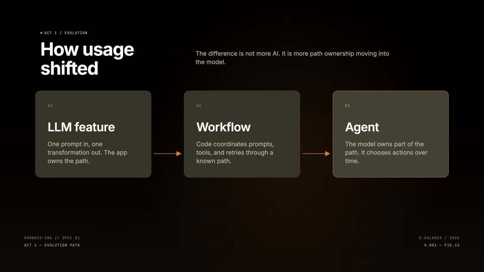But now we've moved to agents. What makes agents different is that the model owns part of the path. It has agency. It can decide what to inspect, which tool to call, whether the result was enough, and what to do next. That freedom is what makes agents powerful. But the more control you give the model, the more the surrounding system matters. That surrounding system is the harness.